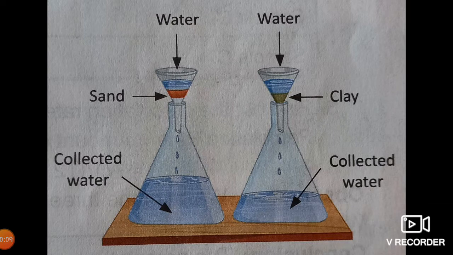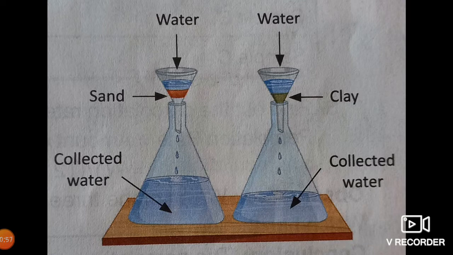Here you know that the clay absorbs more water than sand. Why? While you look at the collected water, it is more in the first conical flask, but less in the second conical flask. From this we can find that the sand does not absorb the water. The water goes inside the sand very fast, but the clay absorbs more water than the sand. So the water absorption capacity of clay is more than the sand.